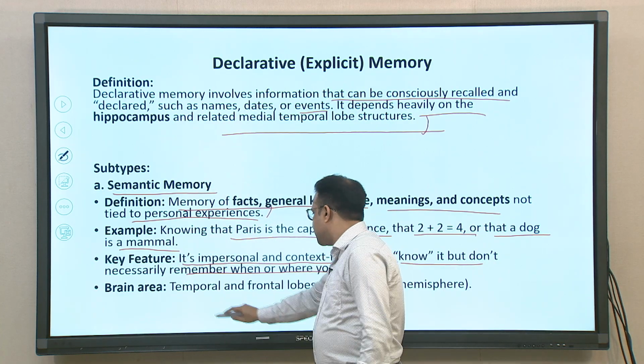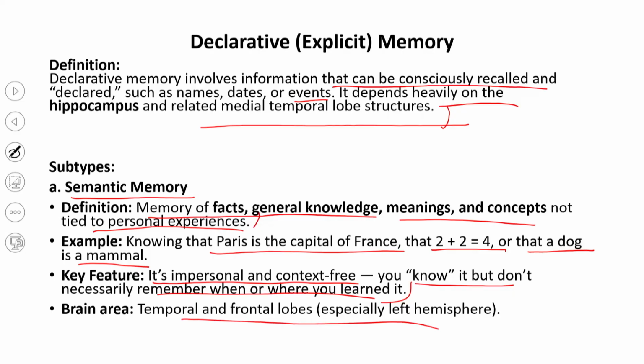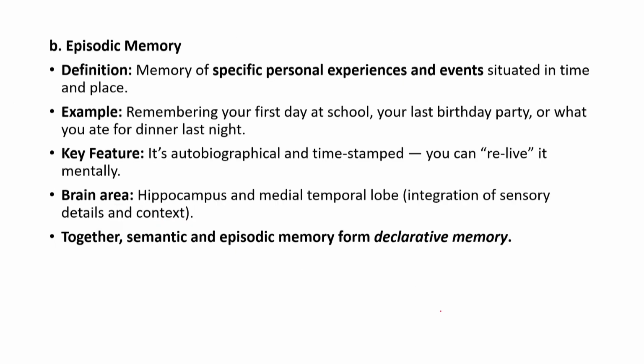Typically, the temporal and frontal lobes are the brain areas responsible for semantic memory. So, this is a part of declarative memory. Then comes episodic memory. Episodic memories are also declarative memory. Here it is about specific personal experiences, events situated in time and place.